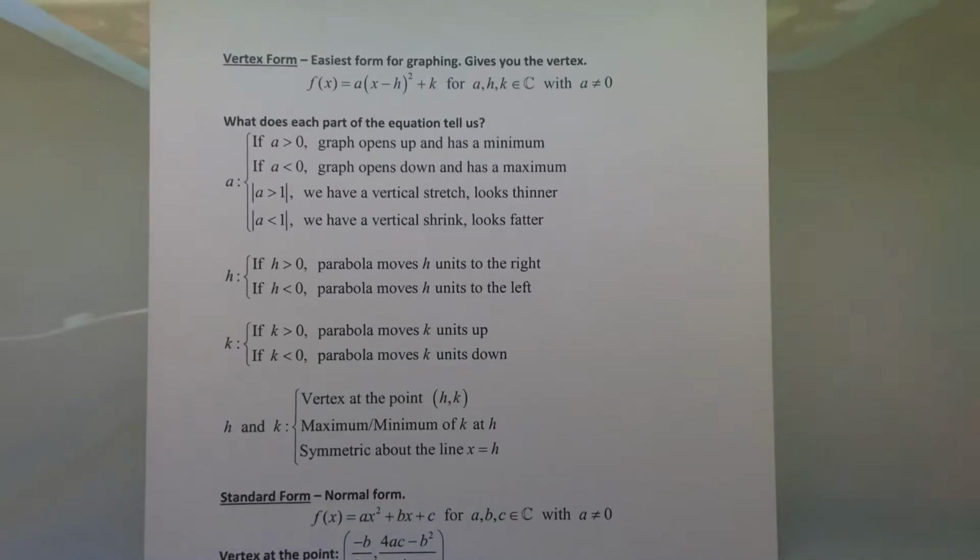h and k are the vertex. It moves the parent function right or left for h. Remember, it's the opposite sign. k moves it up or down in the same sign as direction.